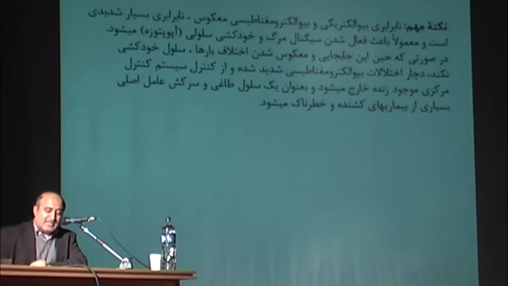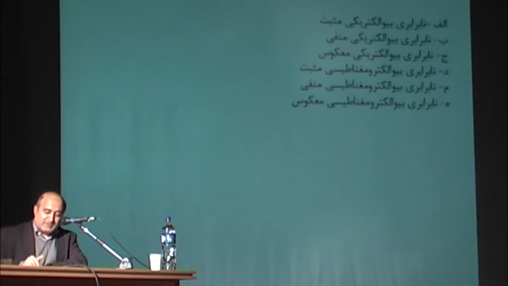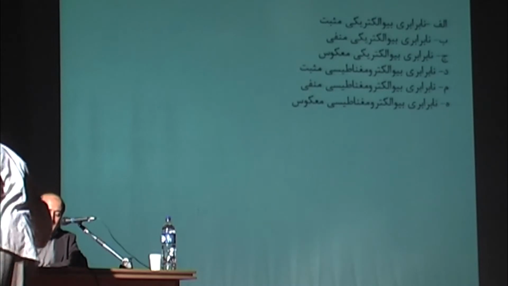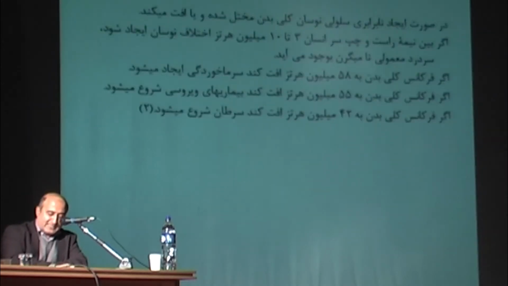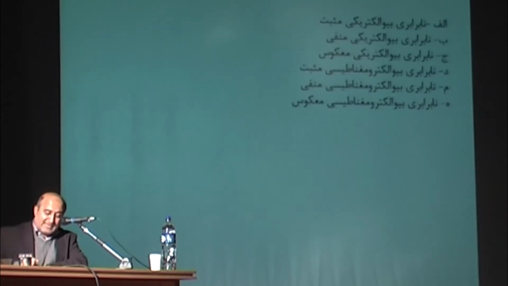A. Positive bioelectric inequity. B. Negative bioelectric inequity. C. Reverse bioelectric inequity. D. Positive bioelectromagnetic inequity. E. Negative bioelectromagnetic inequity. F. Reverse bioelectromagnetic inequity. The features of the mentioned inequities are similar to those of imbalances of chromosomes and cell walls that have been described in the previous two parts.